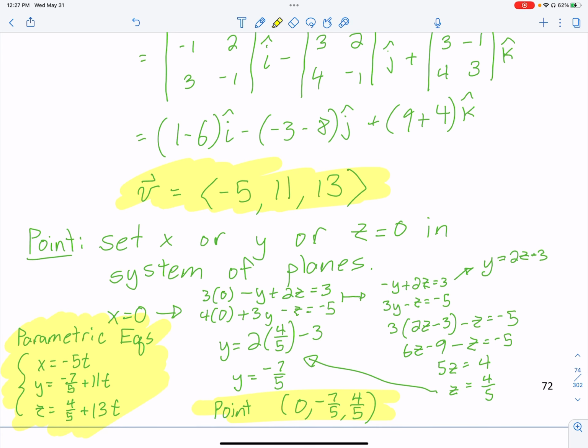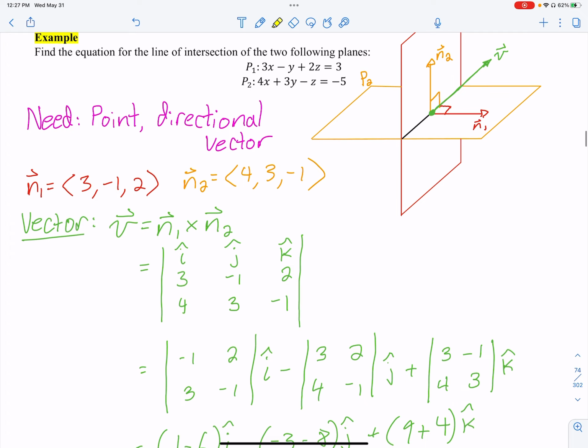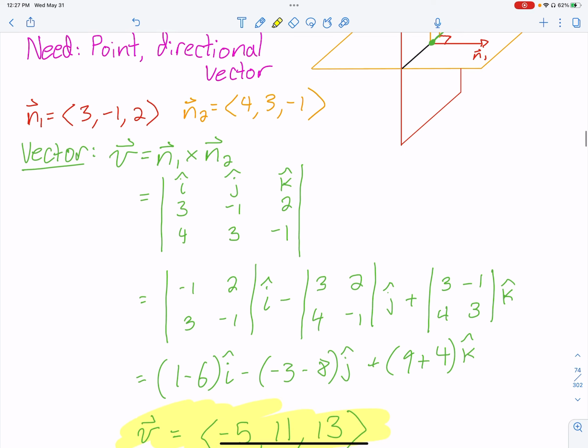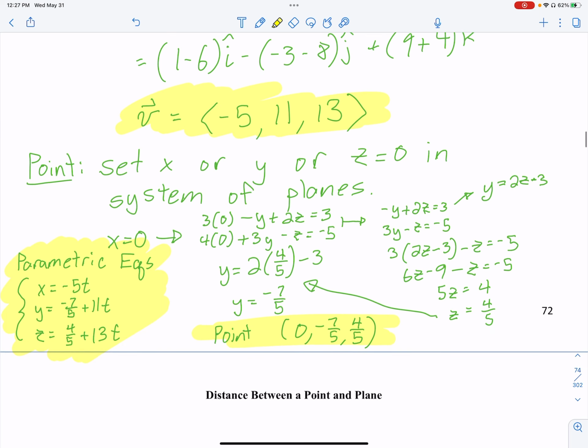So what we did, let's recap. Going back up, we have two planes that intersect. I can find the normals of those planes. If I cross the normals, I get an orthogonal vector that actually describes the line of intersection. I use that orthogonal vector. That's what's highlighted here. That's going to be my directional vector for my line.